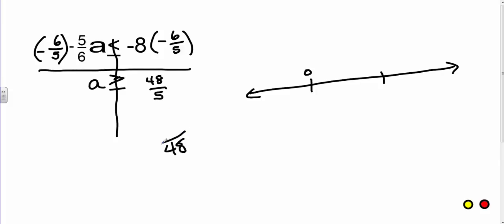48 divided by 5 is 9 with 3 left over, so that's 9 3/5. So when we come over here and we've got 9 and we've got 10, 3/5 is a little bit more than 1/2, so let's put it right here. And it says or equal to, so we color it in, and it says greater than, so we indicate to the right.